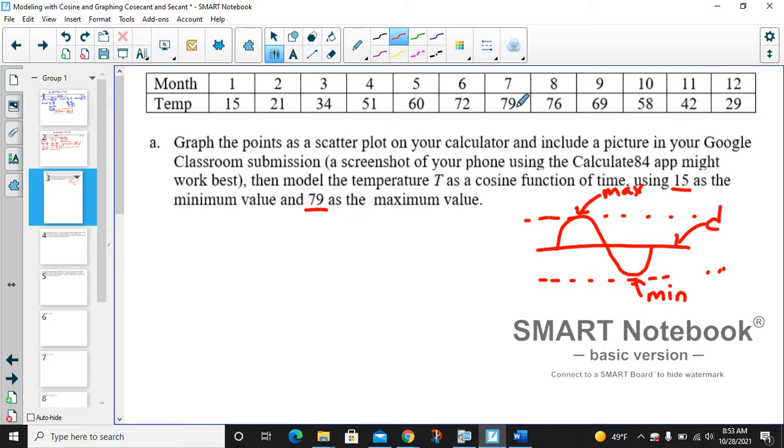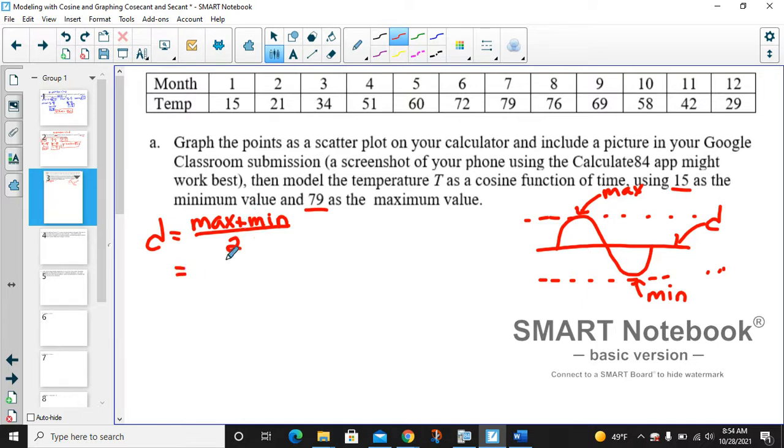Okay, and it tells us, of course, what our minimum and maximums are. Of course, you could also just get those from the table, right? What is my minimum temperature? It's 15. What is my maximum temperature? It's 79. Well, how does my D, or my baseline, relate to the maximum and minimum? Well, it's right in the middle of it. And exactly in the middle of two numbers is called the average. So you can easily find your D simply by taking your maximum plus your minimum and dividing that by 2.